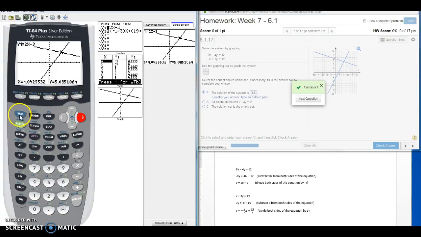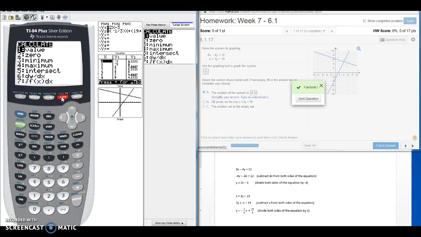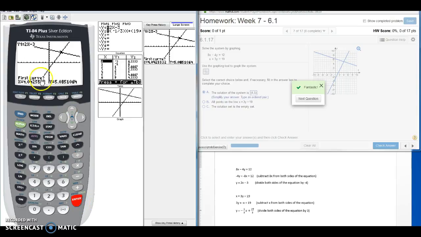The other thing I can do is hit Second, Calc, and go down to the 5th choice, which is Intersect, which is using what's called the intersect method. And it'll say first curve, and I'm going to move it a little bit so that it's on the y equals 2x minus 3. It'll say it up there in the left-hand corner, and I hit enter, yep, that's the first curve. And the second curve, yep, that's the second curve.